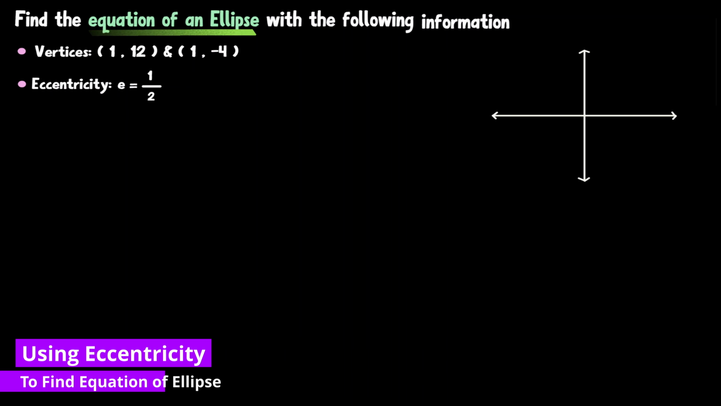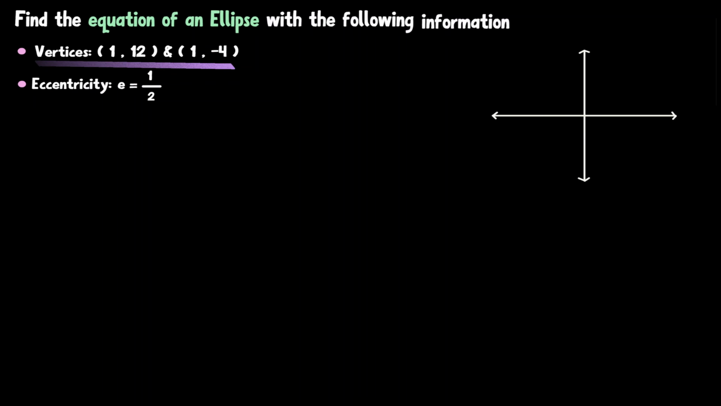Welcome. Let's find the equation of an ellipse, knowing that the location of the vertices at (1, 12) and (1, -4), and the value of the eccentricity is 1/2. Let's start by identifying the orientation of our ellipse. Do we have a vertical or horizontal ellipse?